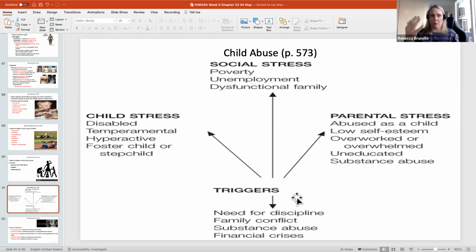Sometimes financial stress, having a really difficult, obstinate child can trigger it. And then also children that are disabled are more likely to be abused, children that have hyperactivity, and then foster children and also stepchildren. Sometimes adults are more likely to abuse a child that's not their biological child than the child that's their own. So always think about all of the different things that could contribute to the possibility of child abuse.